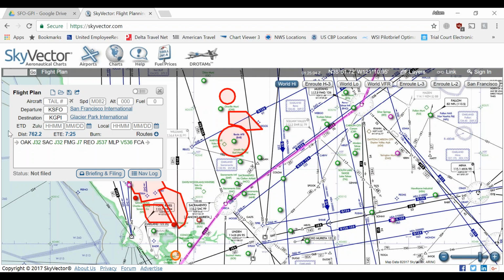Okay, hour 54.33. So if you have 10 minutes on the taxi out, that would be 2 hours and 4 minutes. Okay, so if your ETD is 1700 Zulu, 1904.